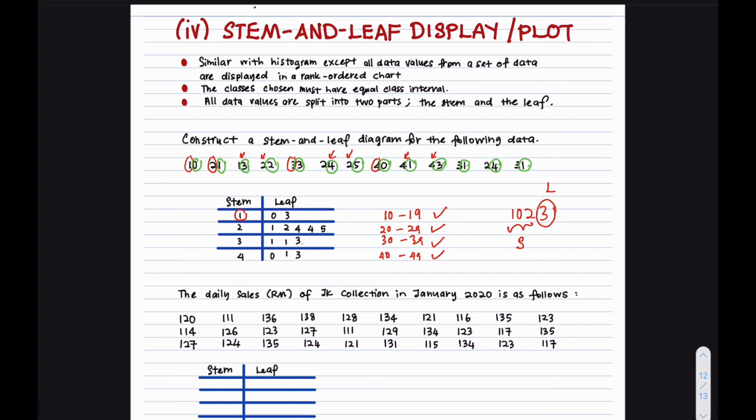So how can you read your stem and leaf display is, awak tulis nombor yang dekat depan 1, and then awak tulis nombor yang dekat belakang. 10, 11, 13, 21, 22, 22, 24, 24, 25. So 31, 31, 33. So this one is for 4. So 40, 41, 43. That is how you read the stem and leaf display.